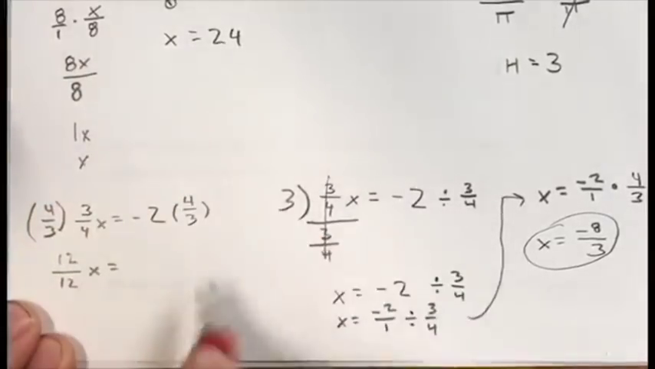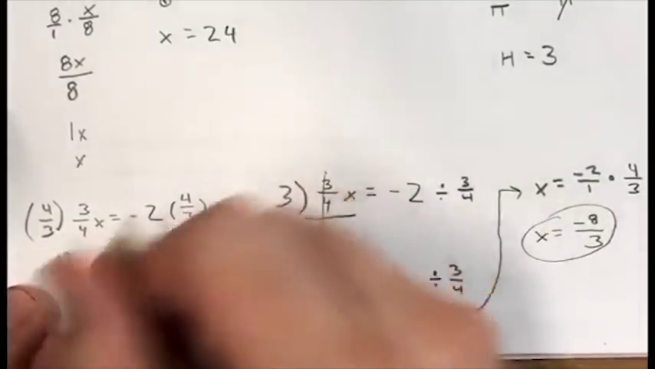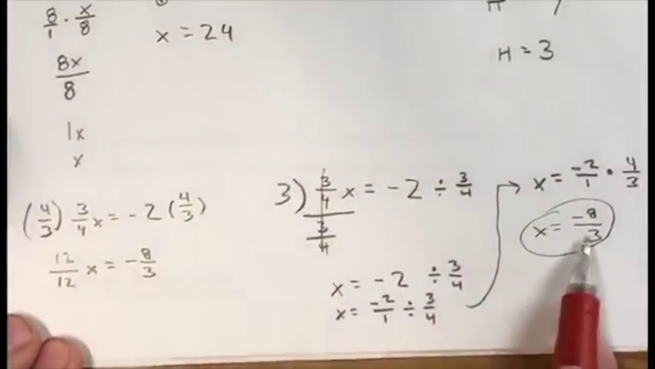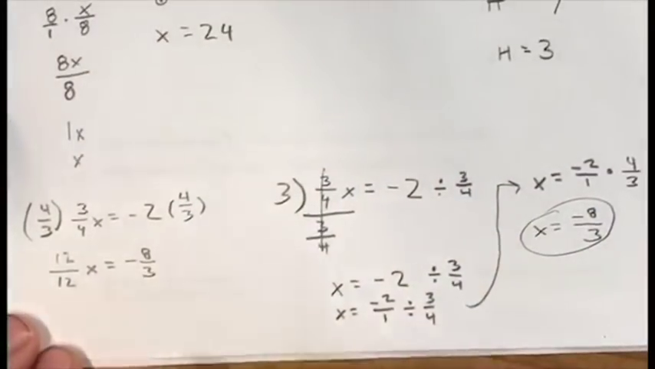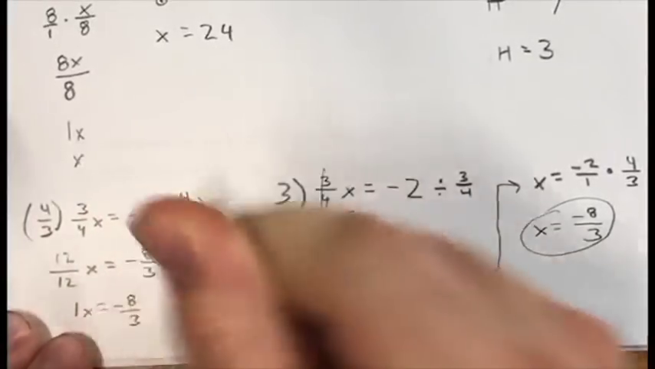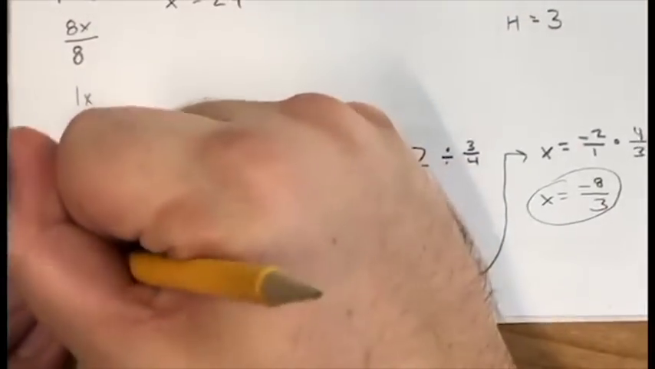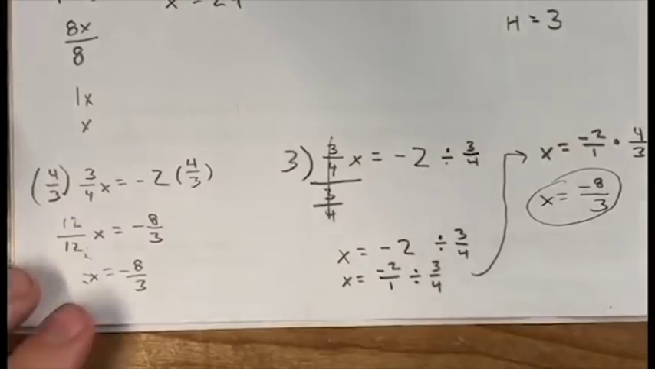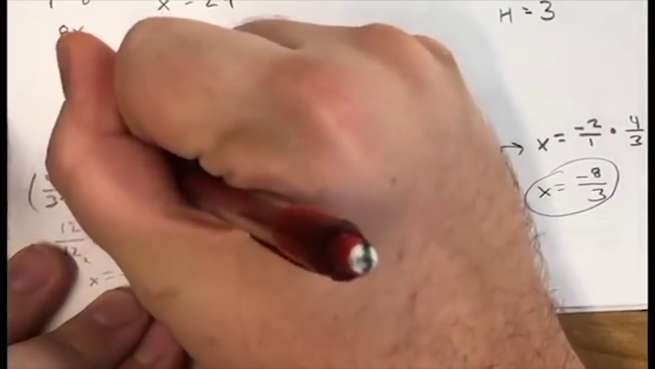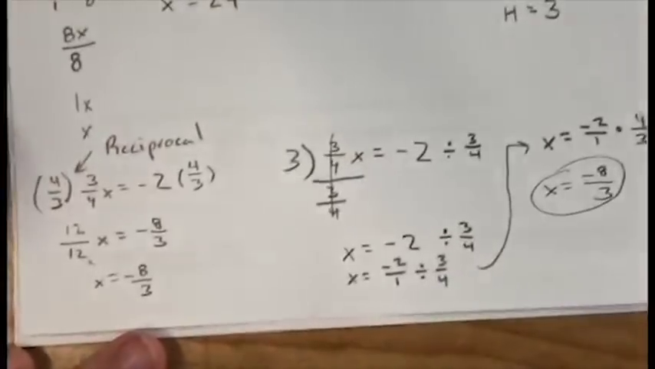12 times x equals, and then I work this out, and it's going to give me the exact same thing as over here, equals negative 8/3. I'm just going to skip those little steps here to get to this part. Well, what's 12 divided by 12? It's 1. So x is simply negative 8/3. And so how did I do that? I multiplied by what's called the reciprocal. Okay, and I think I spelled that right, making sure.